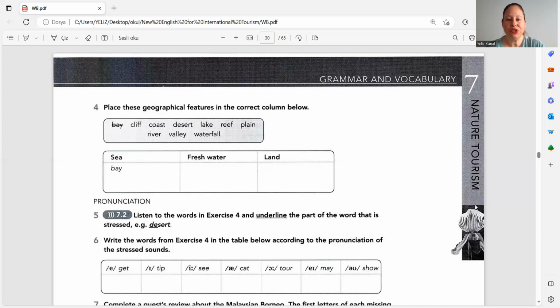And as for land category, what can we put in this column? Cliff. Yes, cliff goes to category land. What else? Desert, right? Desert also goes to land category. And one more. Plain, right? Plain, düzlükler demek arkadaşlar. Plain also goes to land category. So, cliff, desert, and plain. These three go to land category. All right.